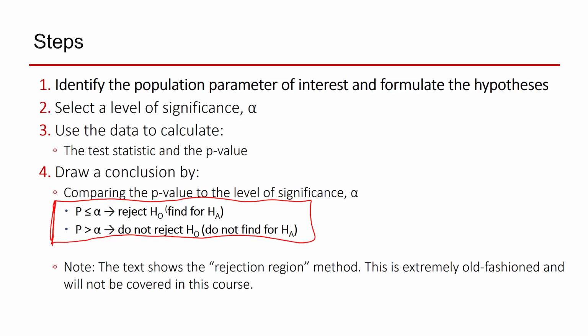All right, big note, the text demonstrates something called the rejection region method for making your decision in a hypothesis test. This is extremely old-fashioned and is not going to be covered in this course. You can skip any sections in your textbook which ask you to do a rejection region method.